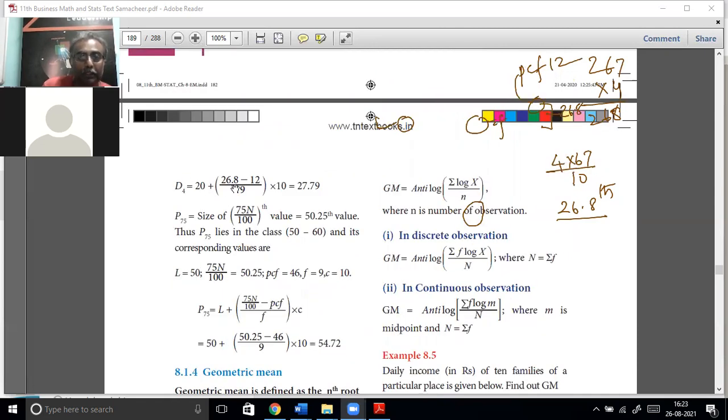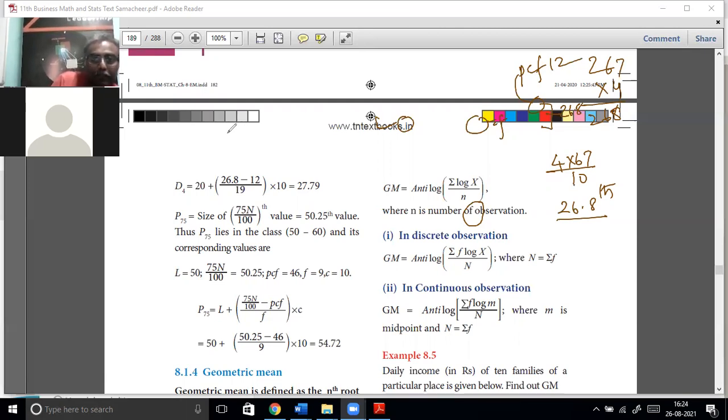Now what you have to do? 20 plus 26.8 minus 12 is 14.8 by 19, into 10. This value, if you calculate, it becomes 27.79. Calculation and all we won't do now. We will do it when you come to the exercises. Then P75, that is also there.